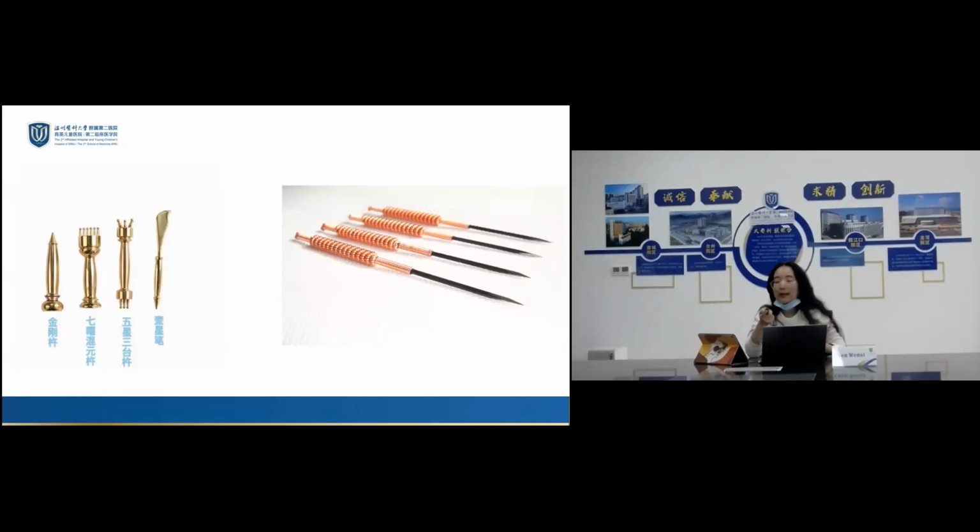And the right side is the fire needle. The fire needle sometimes seems very dangerous because you put the needle on fire and then insert it into the acupoint. This fire needle is for diseases that are very, very hard to cure, and chronic diseases. This one is good at stopping pain.